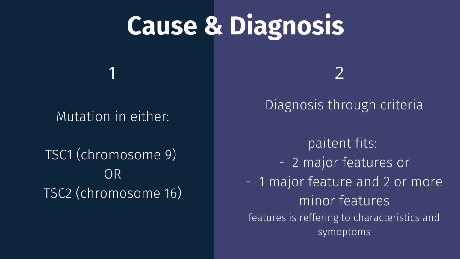Another way of diagnosis is through the criteria. So if a patient fits 2 or more major features, or 1 major feature and 2 or more minor features, that is also a definite diagnosis. And in this case, the criteria features is referring to the characteristics and symptoms. So first, I'll be going through the major features in the criteria.